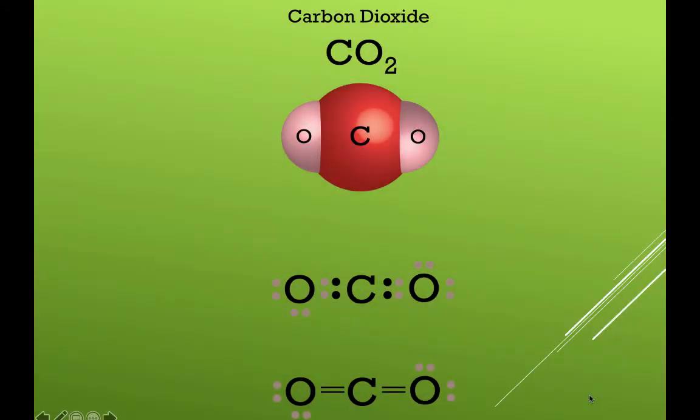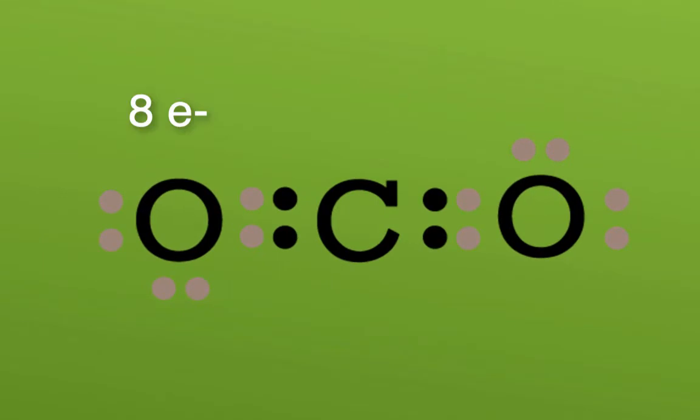Carbon dioxide is an example where one carbon shares electrons with two oxygens so that each atom has a complete set of 8 electrons in their valence shell. Becoming stable by filling out their valence shell is called the octet law.